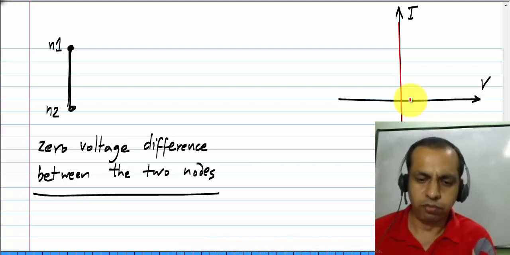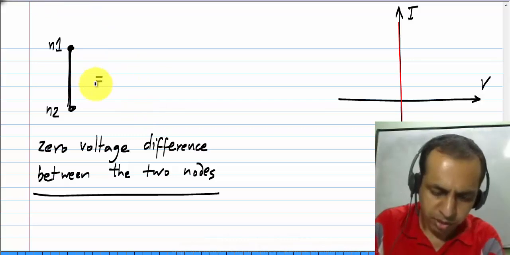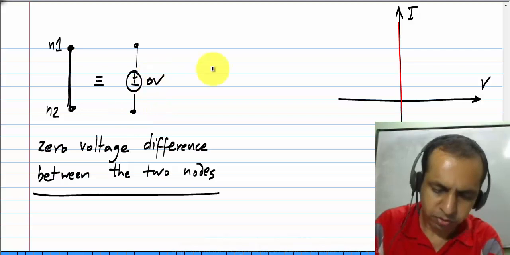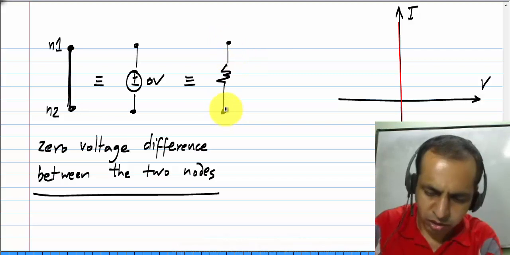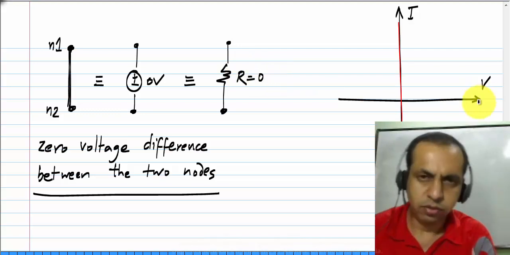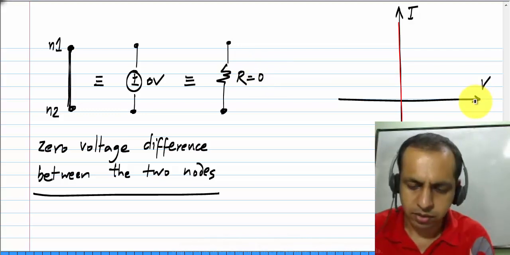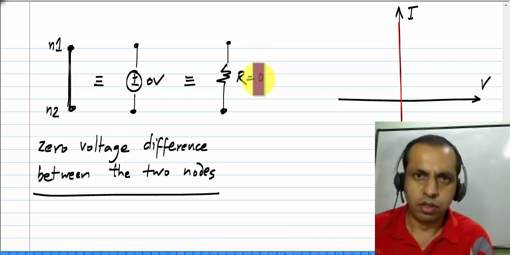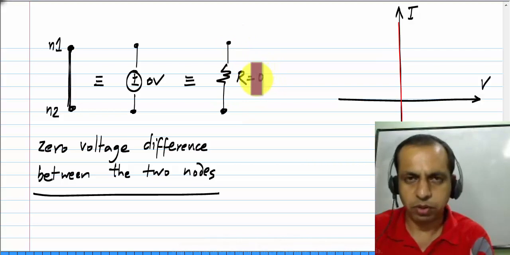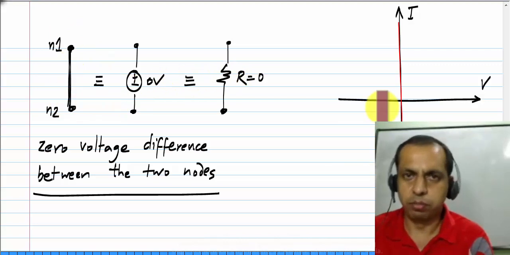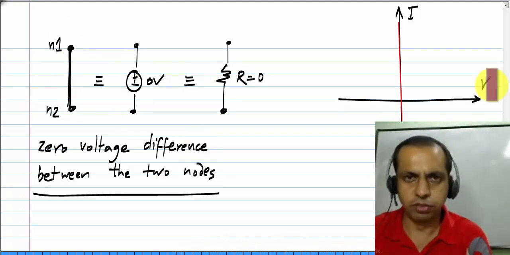Now, from this it's obvious that this can be represented as a voltage source of value 0, which is also equivalent to a resistance of value 0. Obviously, if R is 0, then from V equals IR, V will always be equal to 0. So, these are all equivalent concepts to having a short circuit between these two nodes. That is why I brought up this thing in the first place.